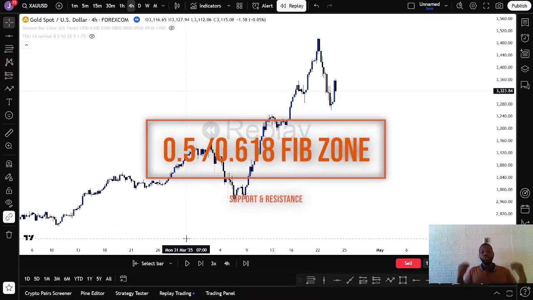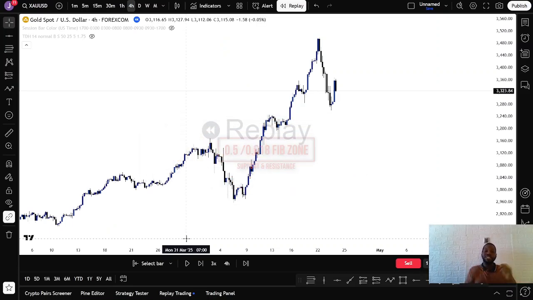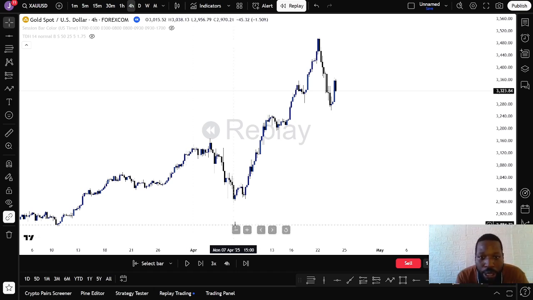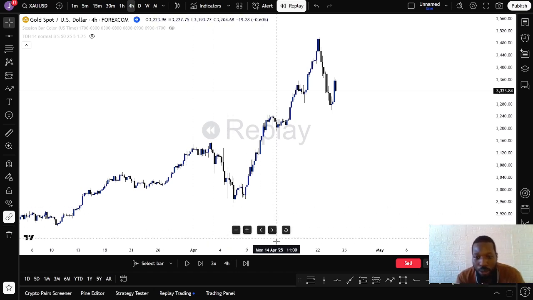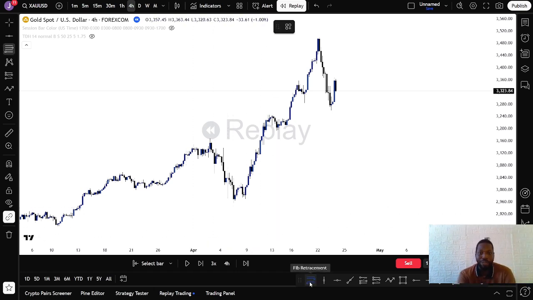Alright guys, the next zone where you have to draw your support or your resistance is at the 0.5 or 0.618 Fibonacci retracement level. So what we're going to do here is pull out our Fib retracement tool. Now we're saying that we are in an uptrend, so for us to place it, we need to enter at the 0.5 or 0.618 Fib level.